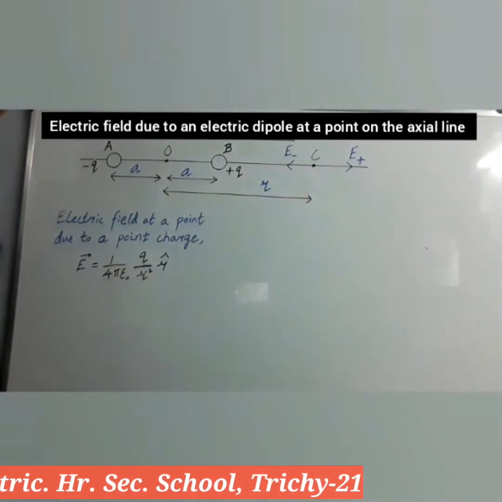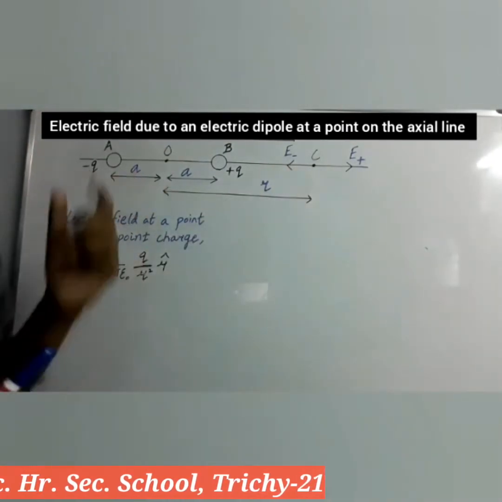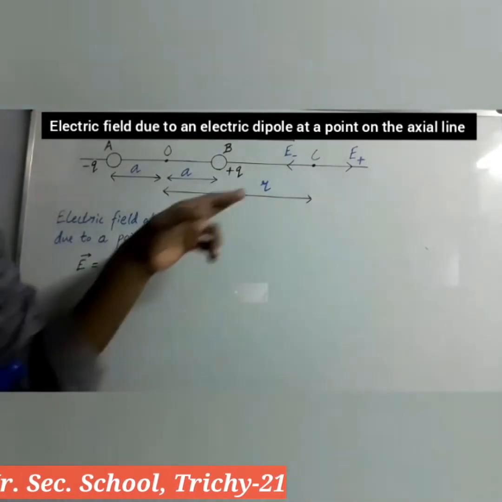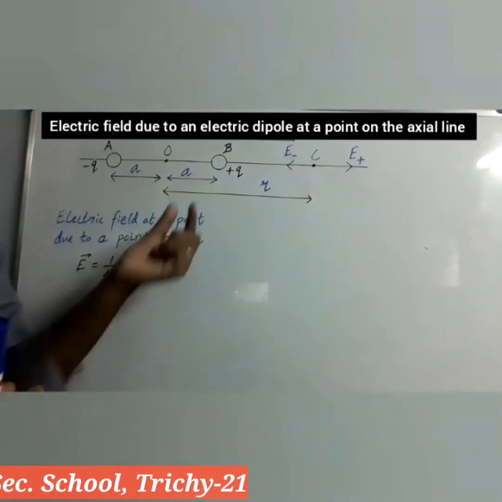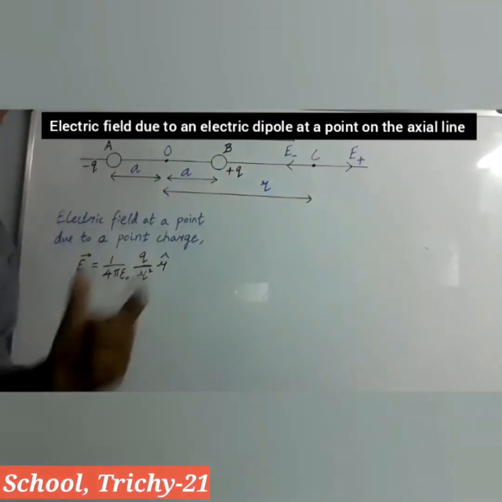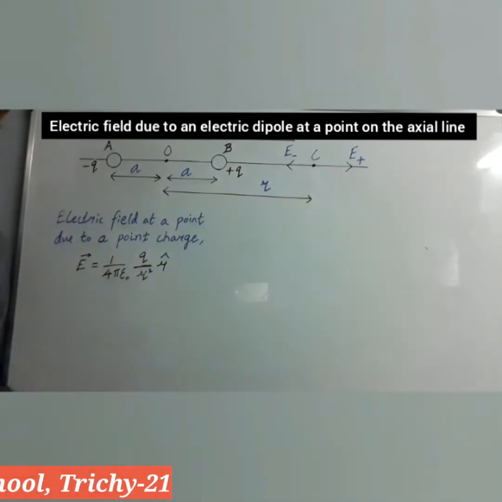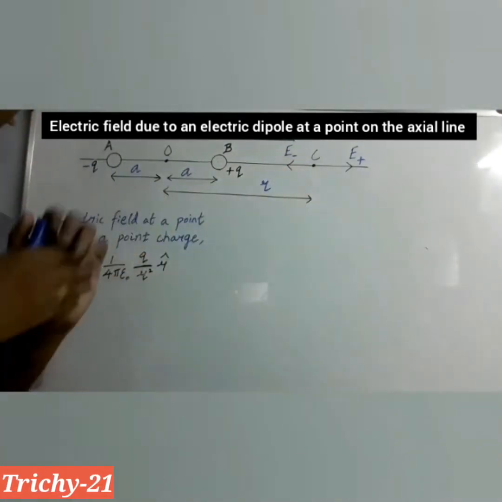Now we are going to find the electric field at the point C due to this electric dipole. Since the electric dipole has two charges, there will be two electric fields at the point C. The first electric field is provided by the positive charge and the second one is provided by the negative charge. So we have to find the two electric fields separately, then we can add them. That will give you the net electric field at the point C due to the electric dipole.